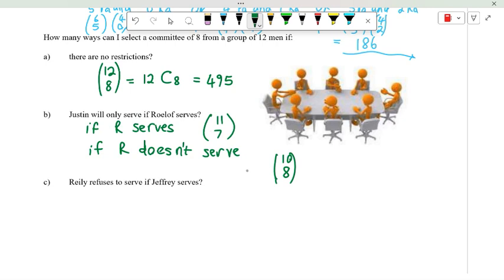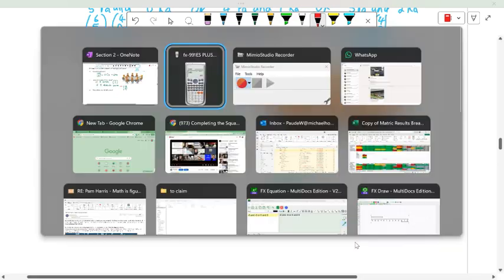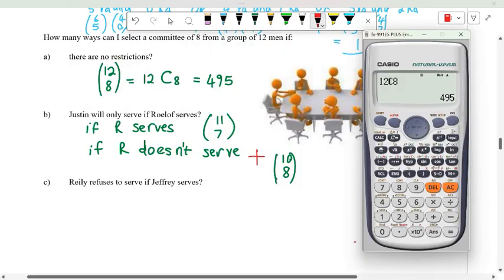Now, I think hopefully it's fairly obvious these are two separate cases, and we're going to add those numbers. Okay, so if we just do those quickly on the calculator, we've got 11 combination 7, and to that we're going to add 10 combination 8. Total final answer of 375.